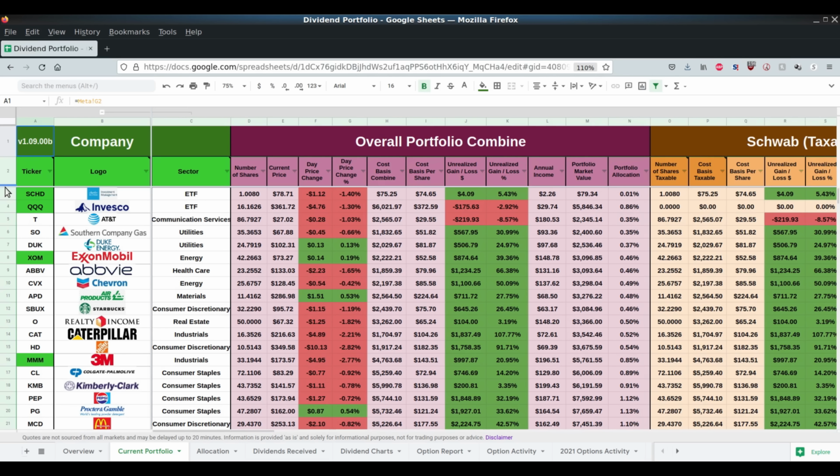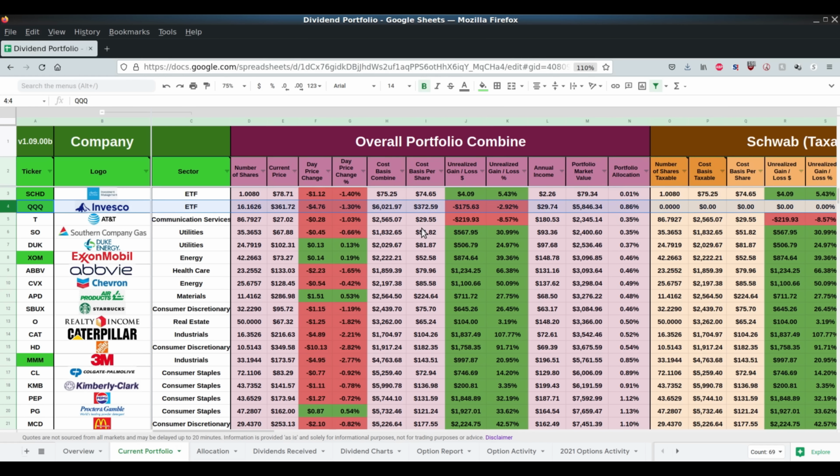And there's SCHD right there. I'm going to be continuing to build that position out. Once I retire, there'll be a lot more capital going into that. And then we got QQQ right here, which will be a lot more capital in that as well.